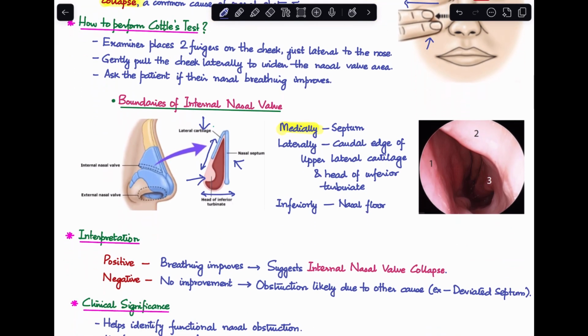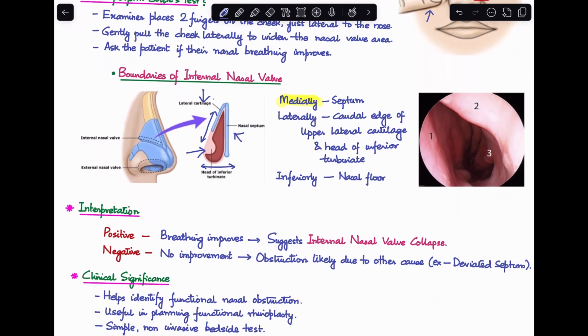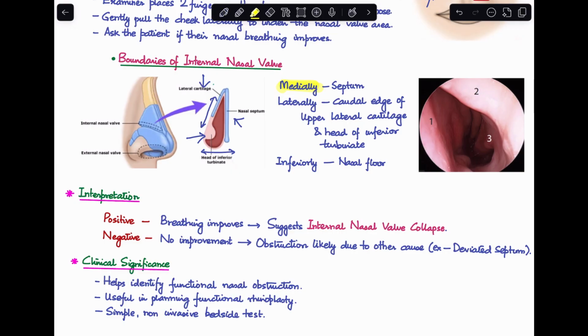Now let's talk about how we are going to interpret the result of Cottle's test. If the patient says that the nasal airway improves, or rather the breathing improves on performing the Cottle's test, it means that this is a positive Cottle's test. And this, in that case, will suggest the presence of an internal nasal valve collapse. If the patient says that there is no improvement at all, that means we have a negative Cottle's test, and this suggests that the obstruction is probably due to some other cause. For example, it could be due to a deviated nasal septum.